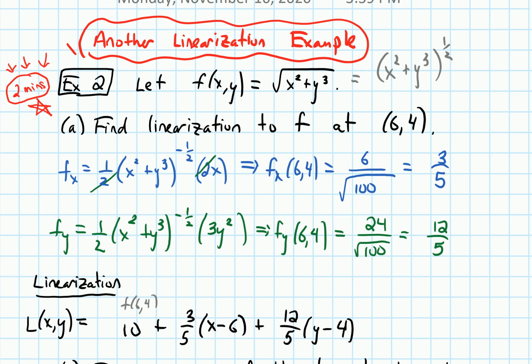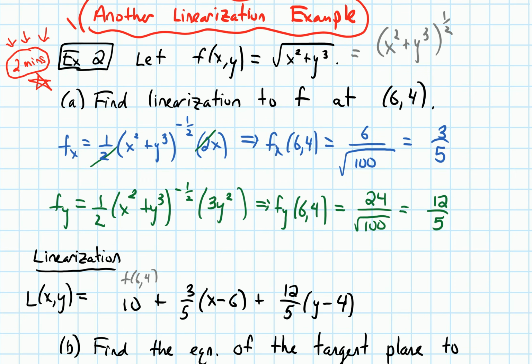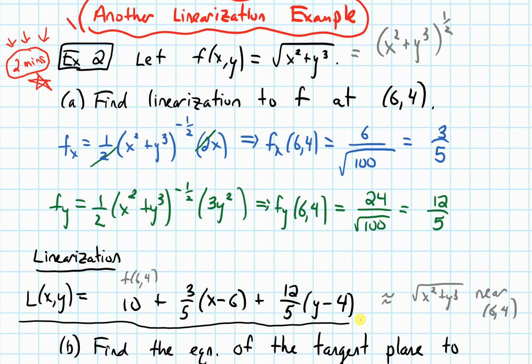Okay, and that is our linearization right there. The reason we use this is that it is approximately equal to our function, the square root of x squared plus y cubed, near the point 6 comma 4. It is a really good approximation for that near the point 6 comma 4. Okay, so I'm going to box this.